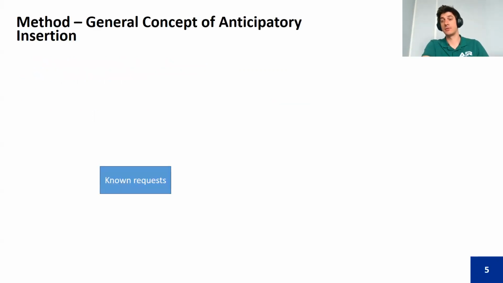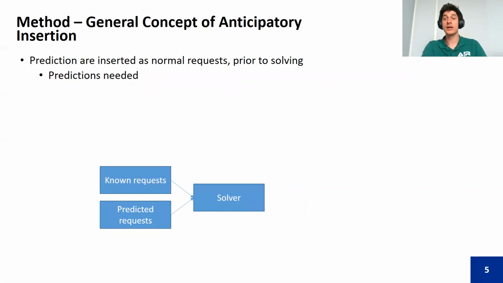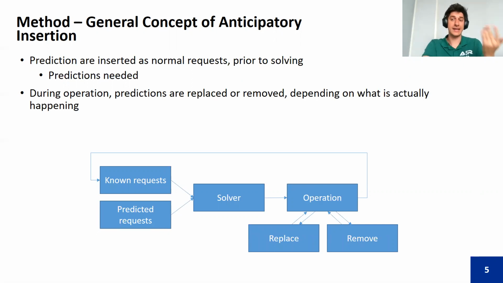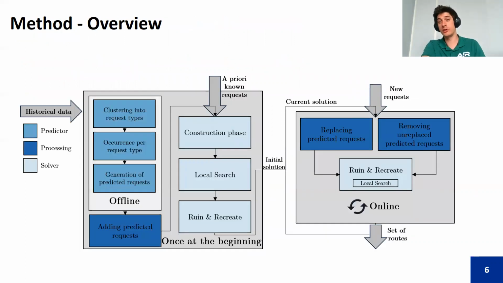So let's start with the general concept of anticipatory insertion. What you see here, you first of all have a set of known requests, and to that one, you get a second set of predicted requests. Those two are merged prior to solving and then given to the solver. The solver computes a solution for the joint set, which is then carried out in operation. Now you have placeholders within your solution, and those placeholders are either replaced by an actual request that's getting placed, or removed from the solution, and that's happening over and over again while the operation is carried out.